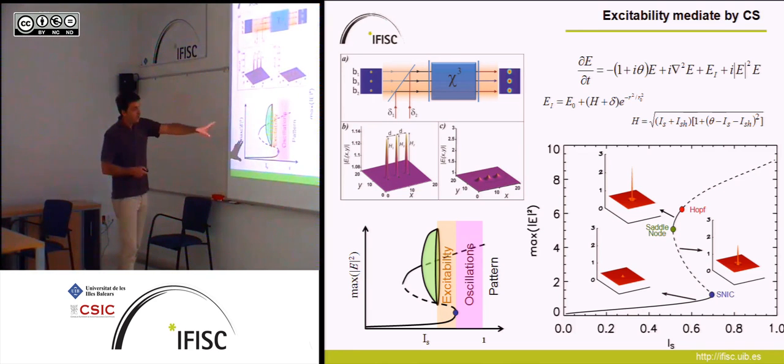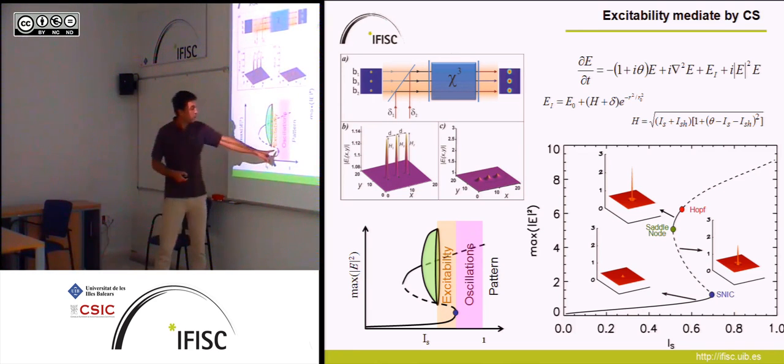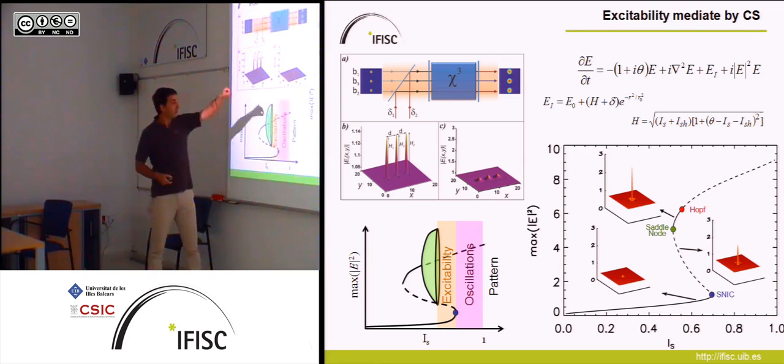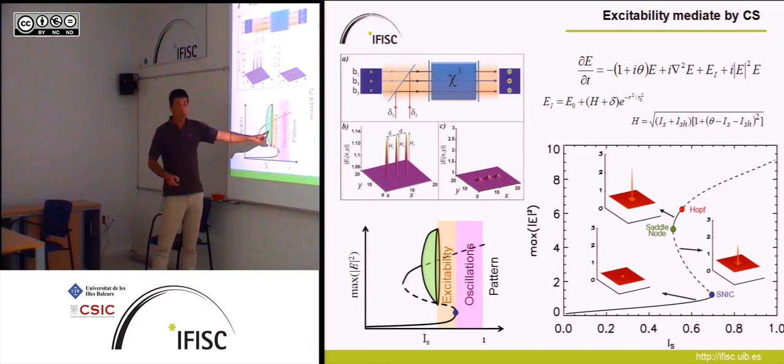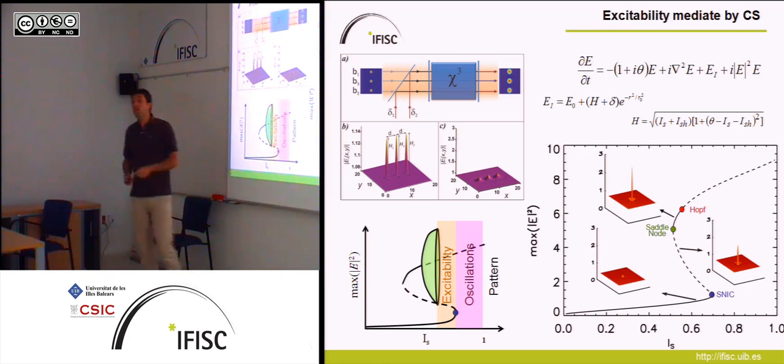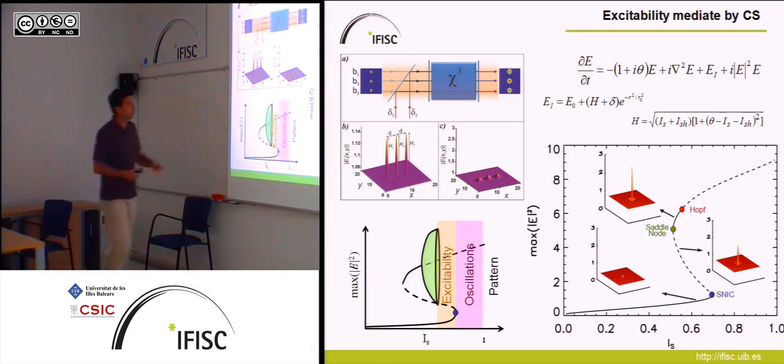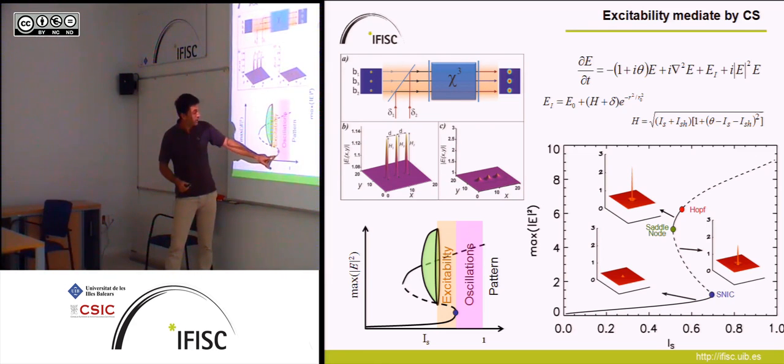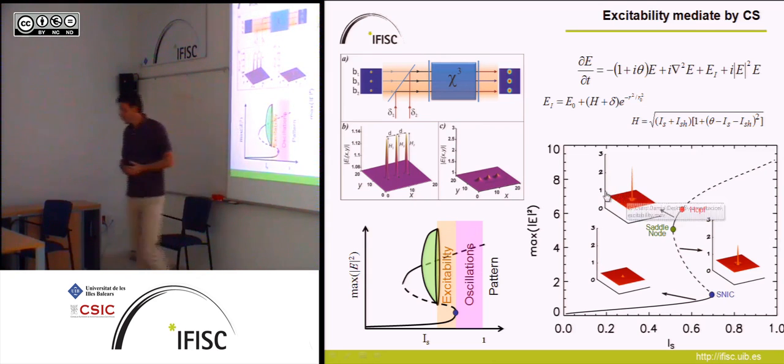And actually, the full scenario looks like this. If you go to the right here, it is oscillating. Here it is stationary, here it is oscillating too, and in the middle you have excitability. Excitability means that you start from here and you put a perturbation above this barrier, it makes a whole turn and goes back. So you move along this loop.